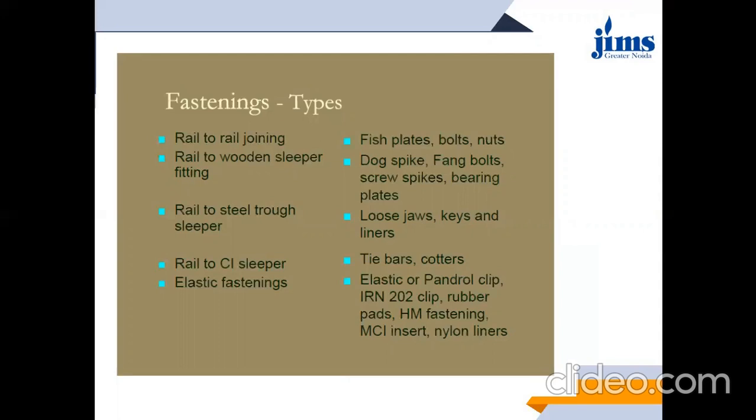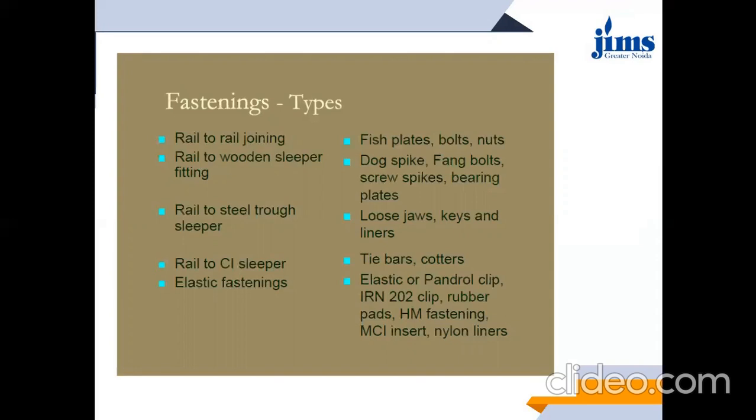These fish plates are fixed with the help of at least 6 bolts, those are fish bolts. Now this particular plate has a special geometric design so that the grip and stability of the joint can be provided, which we'll discuss afterwards one by one. Now the next kind of fastening is rail to wooden sleeper fitting.